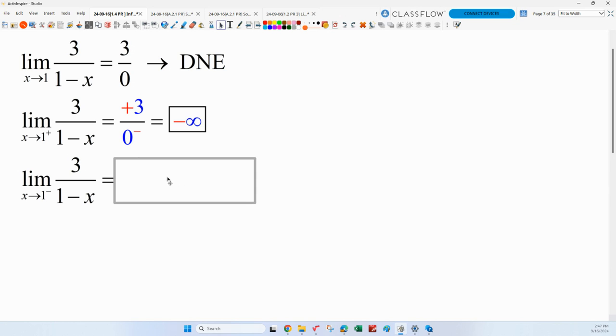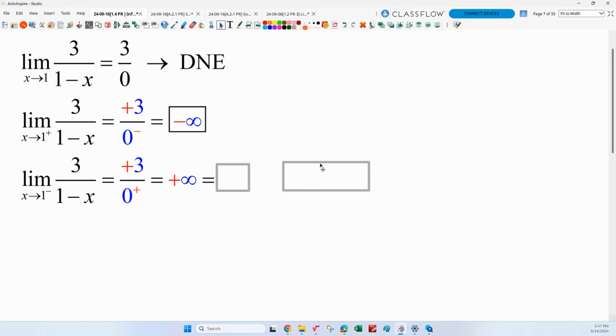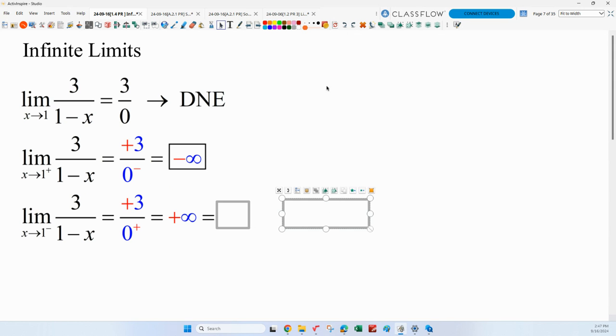Okay, what are we going to get when we approach 1 from the left side? We get 3 over what? 0 plus, right? Because we get a small positive number. So what's that going to give me? Yeah, it's going to give me positive infinity, right? It's positive because of sign conventions. Right, we just call it infinity.